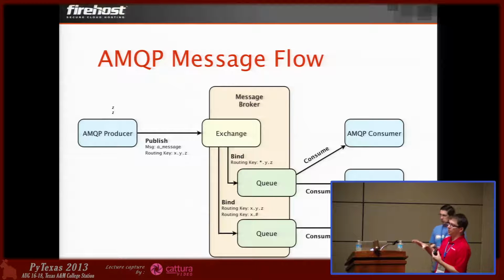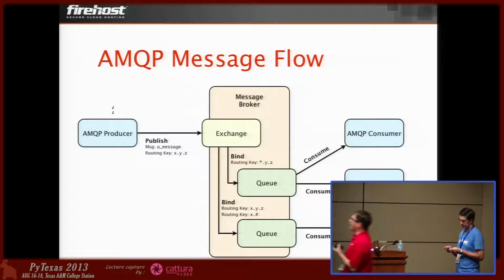AMQP has a number of features for how it can send messages to exchanges, or to queues from exchanges. The one we like to use is a scheme called topic, where when you bind a queue to an exchange, you can give it this key with a number of wildcards in it, so you get some flexibility with how the messages flow around. So you can see here that we have a binding key from this first queue to an exchange where the routing key is star.y.z. Star would match one token in between dots.